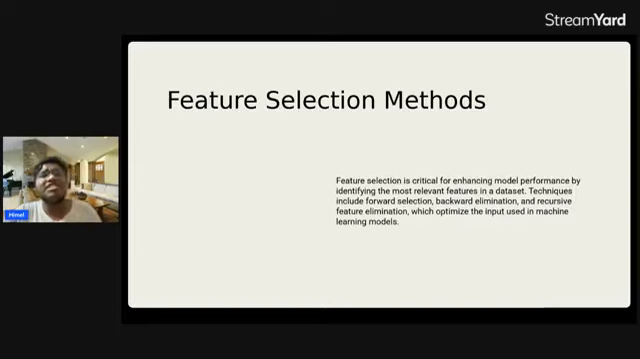Feature selection is another critical component. Choosing the most relevant variables from a dataset can greatly improve model performance and reduce complexity. Techniques like forward selection, backward elimination, and recursive feature elimination help in optimizing the set of inputs used in machine learning models. This not only speeds up model training but also enhances interpretability and accuracy.